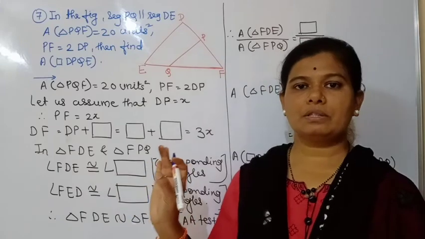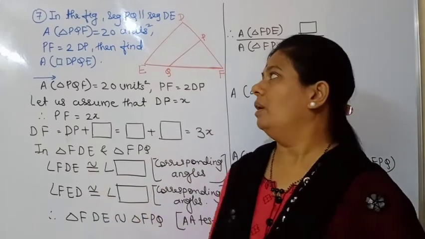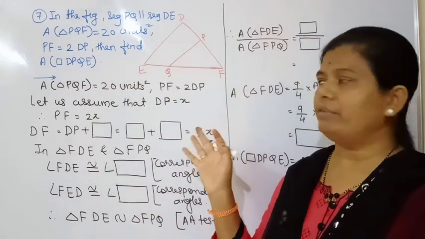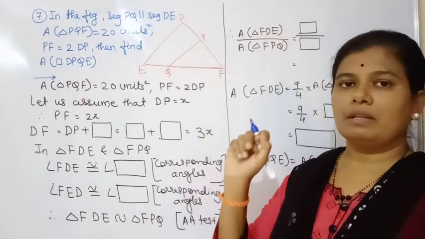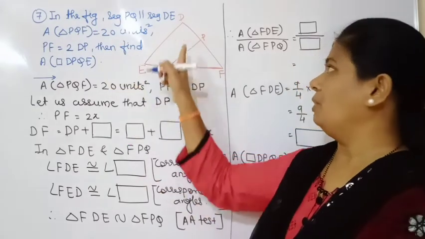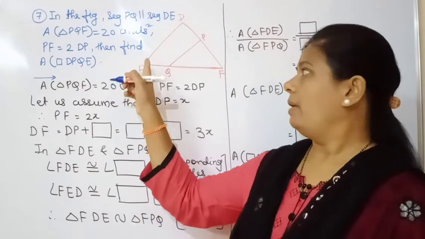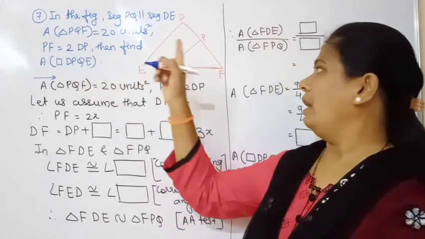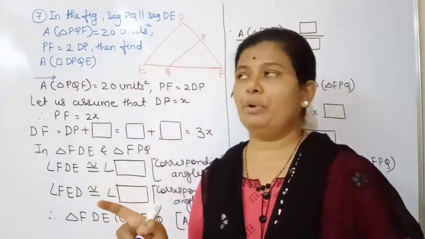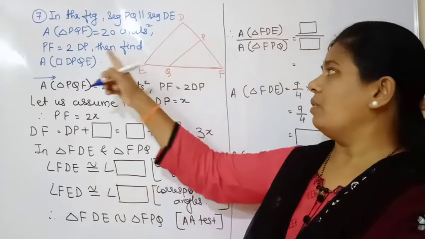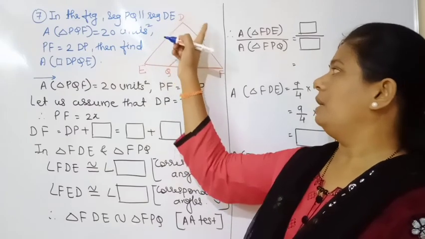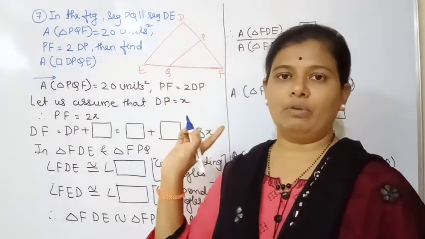Now we'll solve the last sum, the 7th one of this exercise. As you can see, the diagram is given, that is triangle DEF, and also one more triangle is there, that is FPQ. In this figure, you can see that PQ is parallel to DE. Then one more thing is given, that is the area of triangle PQF is 20 units square. Then PF is equal to twice of DP, and you have to find the area of this quadrilateral DPQE.